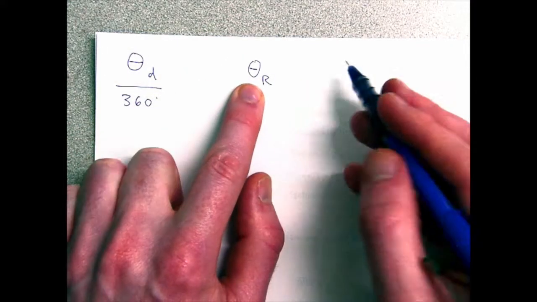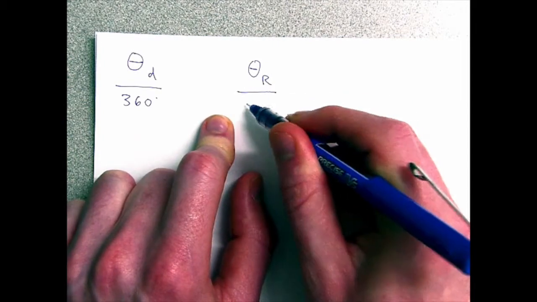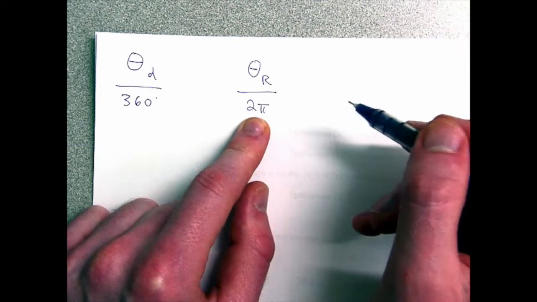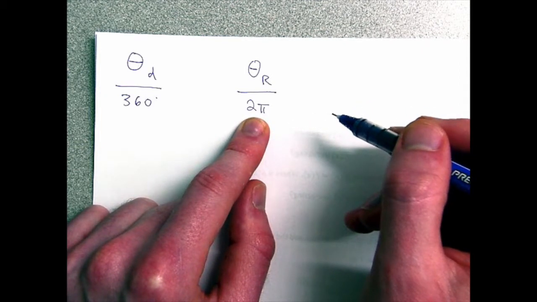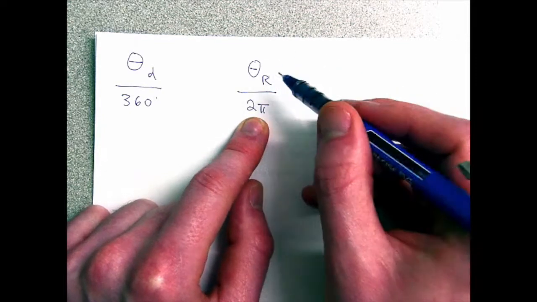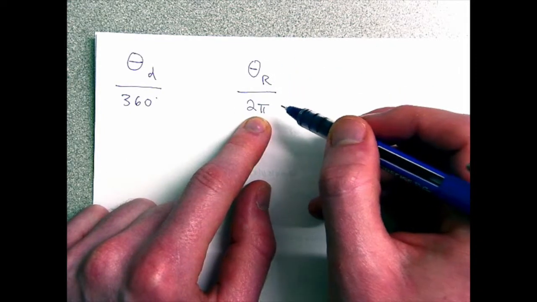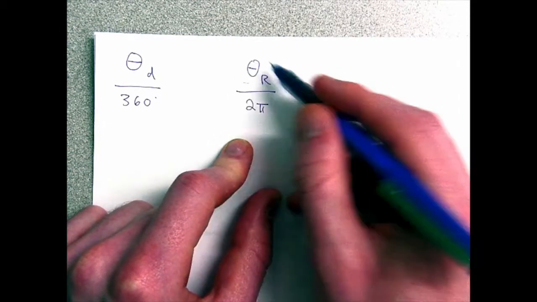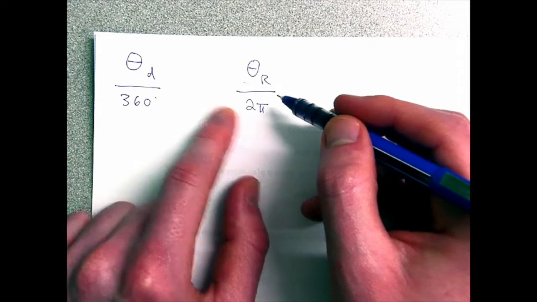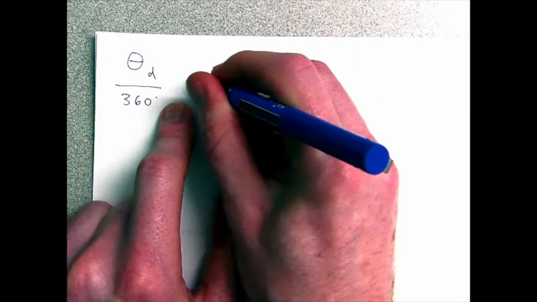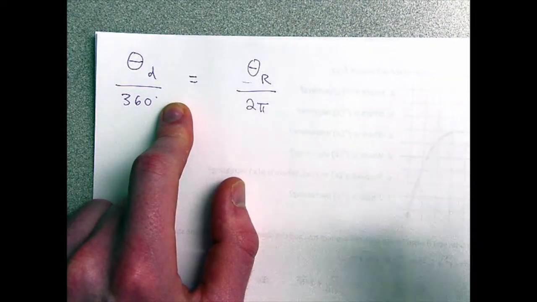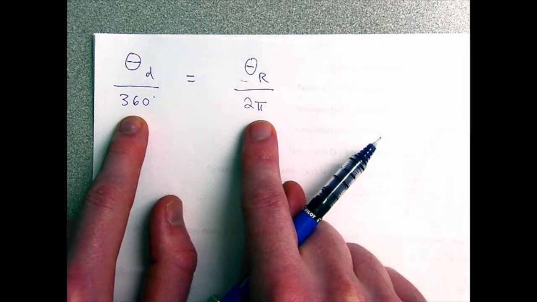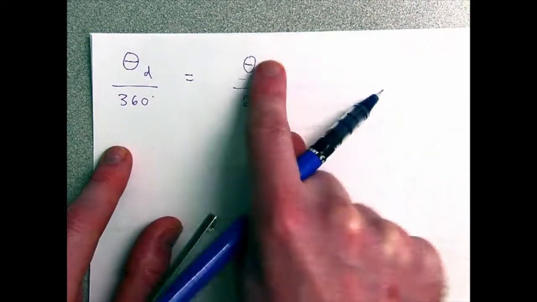Over here, if I take my angle in radians and divide by 2 pi, this will also give me the percentage or portion of a full rotation that my angle represents, but in radians, because again, 2 pi is a full rotation in radians. The point is that these two quantities have to be equal. They represent the same thing, percentage of a full rotation that your angle represents. And because these two things are equal, I can actually solve for theta d or for theta r as needed.